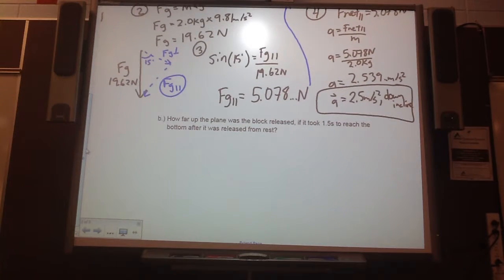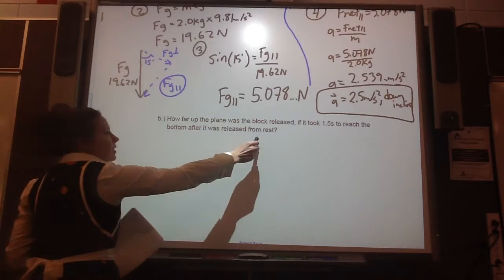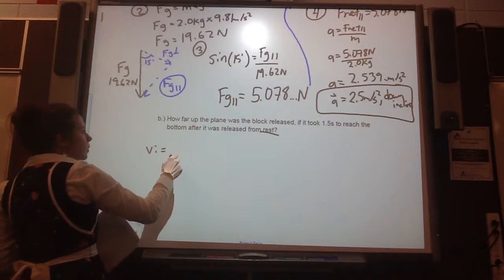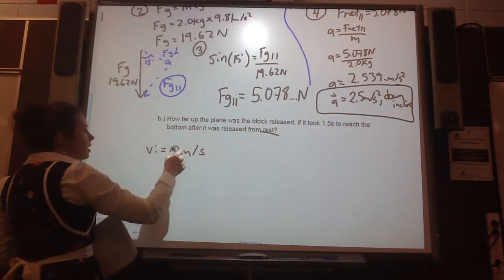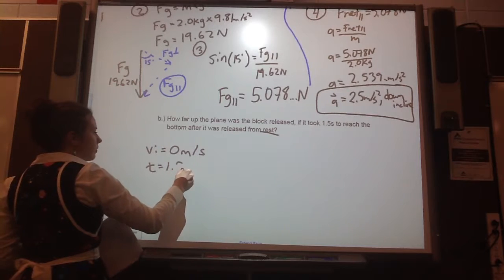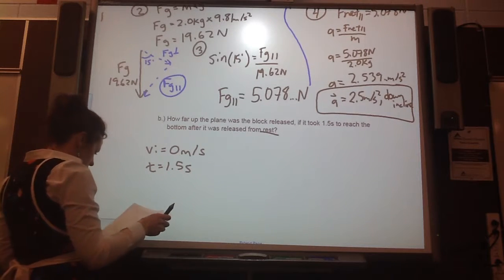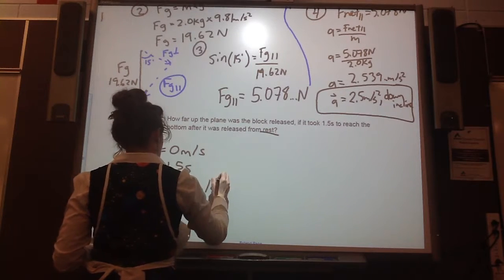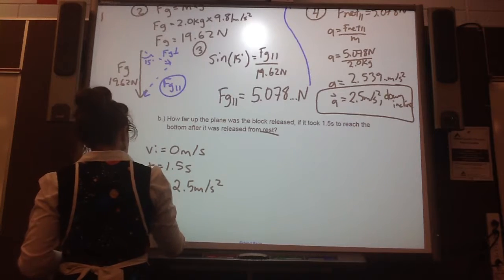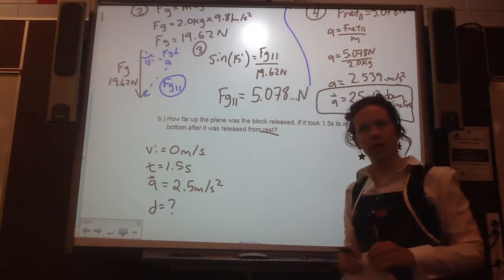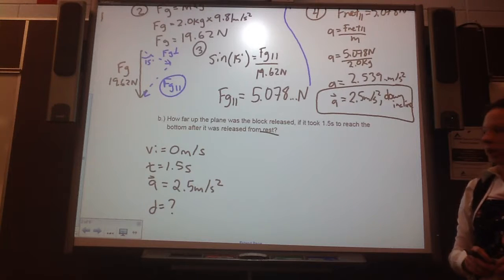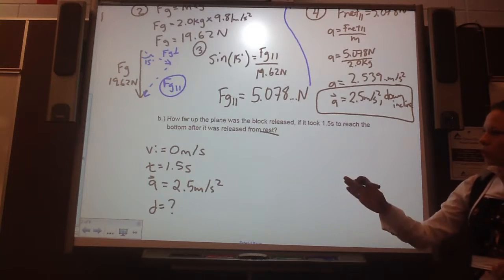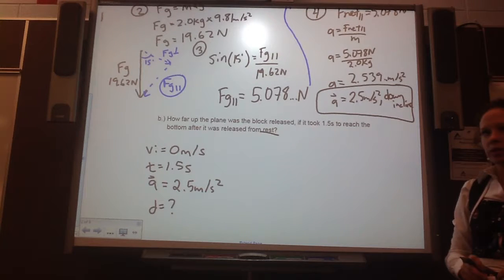So next it says, how far up the plane was the block released if it took 1.5 seconds to reach the bottom after it was released from rest? So rest means Vi is equal to 0 meters per second. t is equal to 1.5 seconds. We know our a, we just found it, is 2.5 meters per second squared. And we're looking for d. So this goes back to our kinematics formulas now.